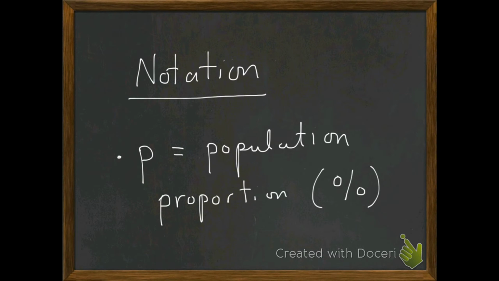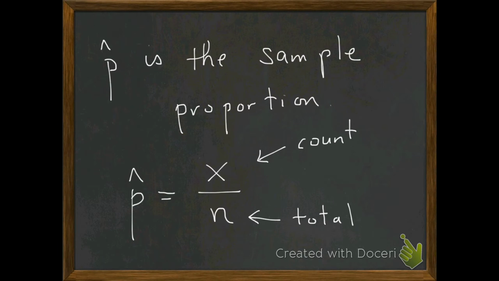Before we talked about population means, mu, but now we're talking about population proportions or percentages, and the notation we use for this is just p. The most confusing notation is the sample proportion. The sample proportion is a p with an upside down caret. We call that p hat. And p hat is something that we can actually calculate.